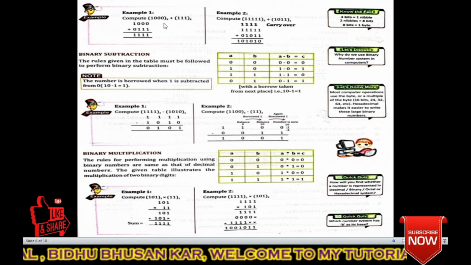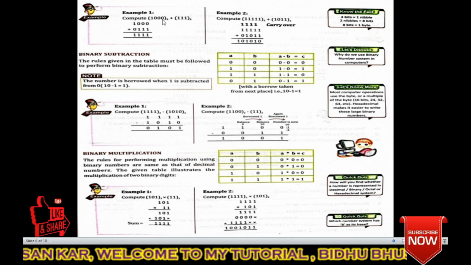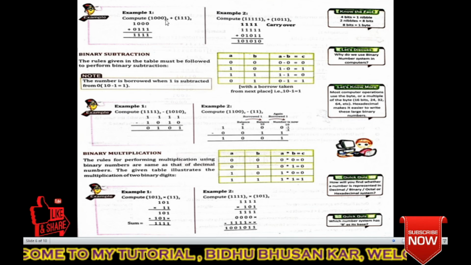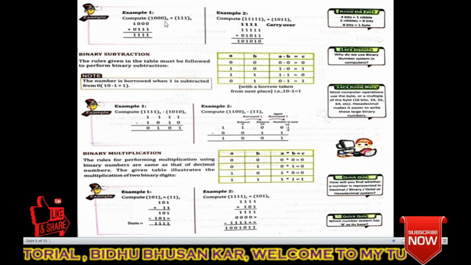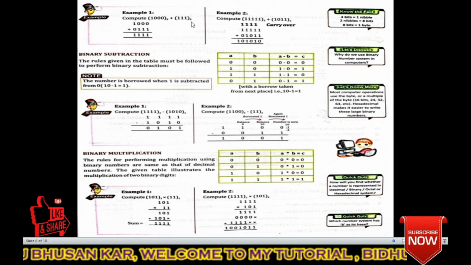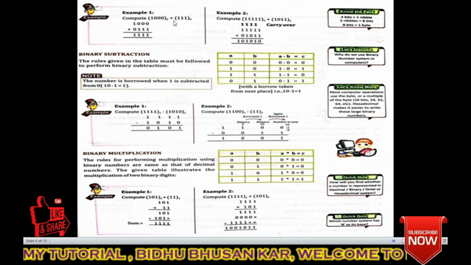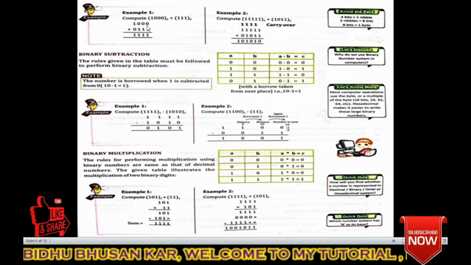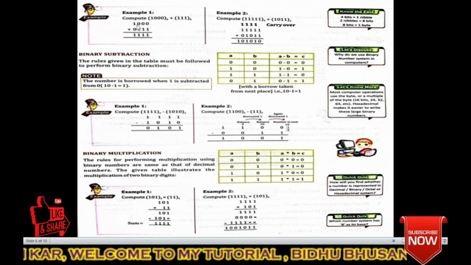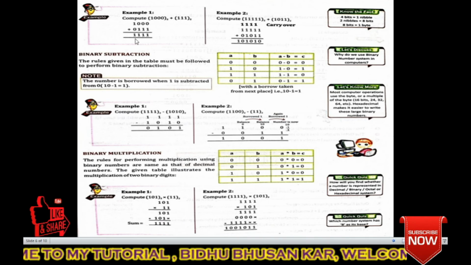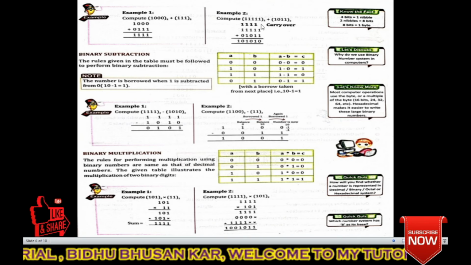Suppose you want to add these numbers. Are they binary or decimal? Of course this is binary because it is base 2. Here it is also base 2, binary plus binary. See, 1 0 0 0 plus 1 1 1, how will it add? 0 plus 1 is 1, 0 plus 1 is 1, 0 plus 1 is 1, 1 plus 0 is 1. Okay, here also the next example.